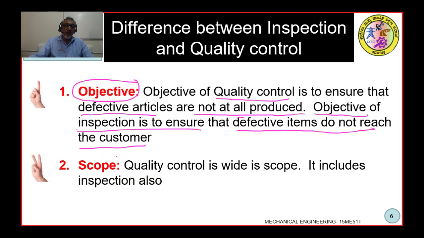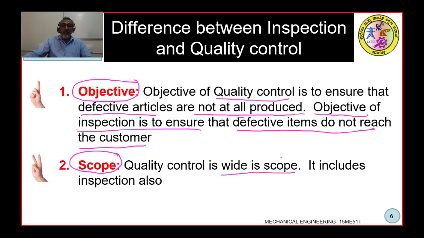Second, coming to the scope of quality control and inspection, quality control is wide in scope. Its scope is so wide that we want to ensure in the manufacturing itself that no defective articles are produced. That means at the stage of manufacturing, we should ensure that the defective articles are not at all produced. So it has got a wide scope. On the other hand, inspection has got a narrow scope. Yes, it has the objective of preventing the defective articles from reaching the customer.